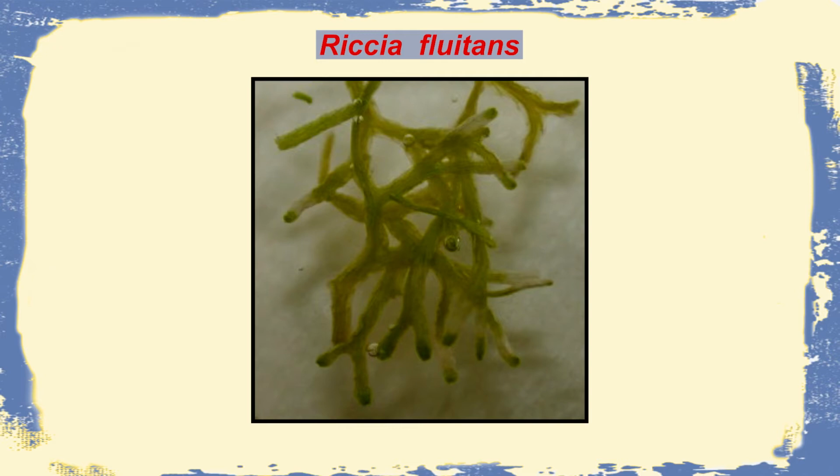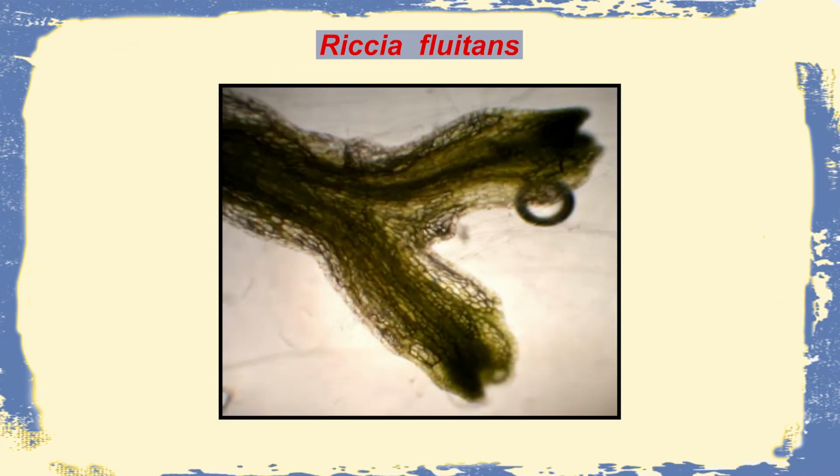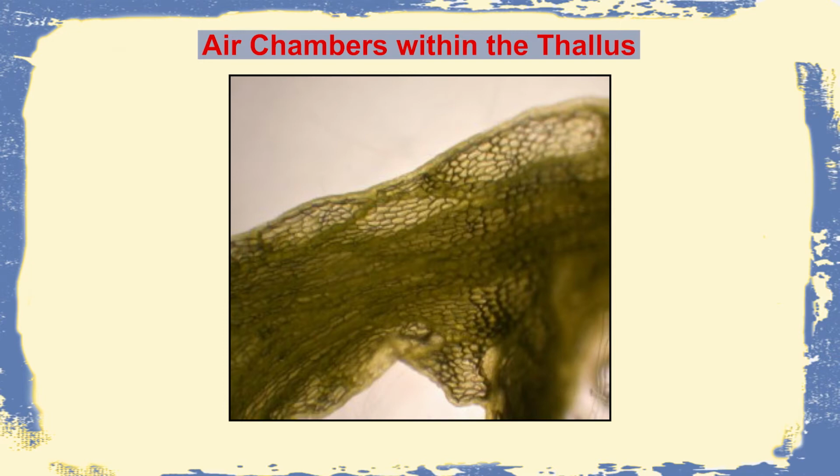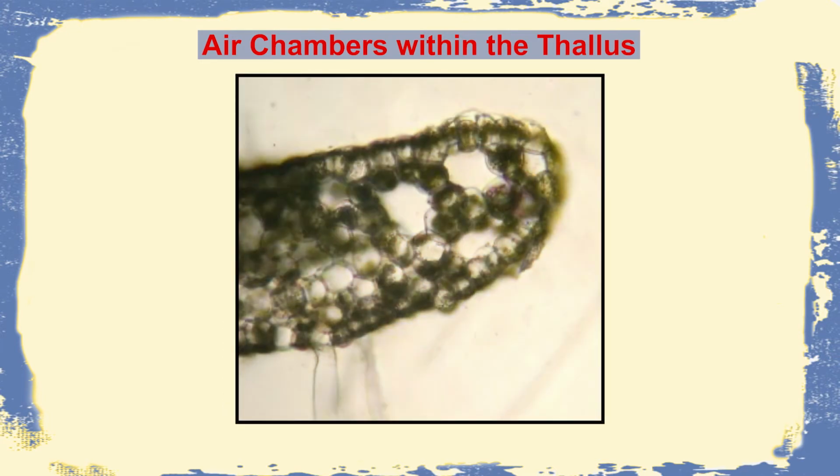Riccia fluitans is also a very common example of Riccia, whereby the plant body is green in color and dichotomously branched. They are repeatedly forked up to 2 to 6 times and form equal lobes at the tip. Similarly, there are air chambers within the thallus of Riccia, which help in the exchange of gases from the internal atmosphere to the external atmosphere.